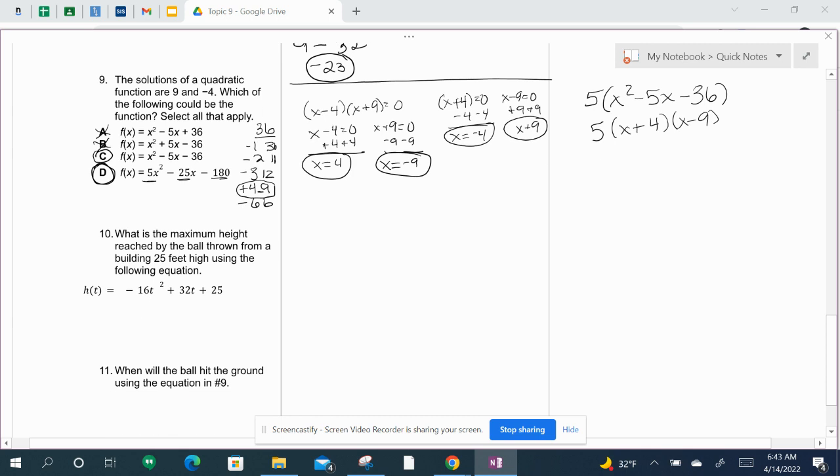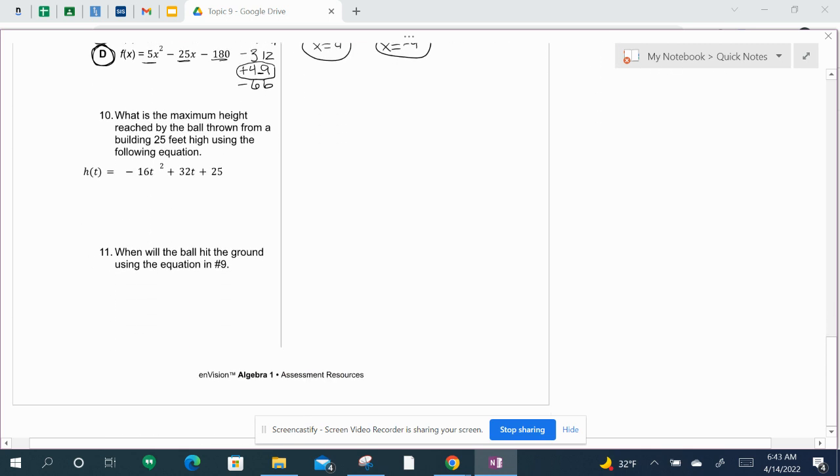All right, last two problems deal with our modeling. So this one says, what's the maximum height reached by a ball thrown from a building 25 feet high using the following equation? Negative 16t squared plus 32t plus 25. And so the key word here is maximum height. Maximum height tells me I need to find the vertex because that's when it will be at its maximum. And so vertex we find by taking x equals the opposite of b divided by 2a. In this case, b is 32, so the opposite would be negative 32.